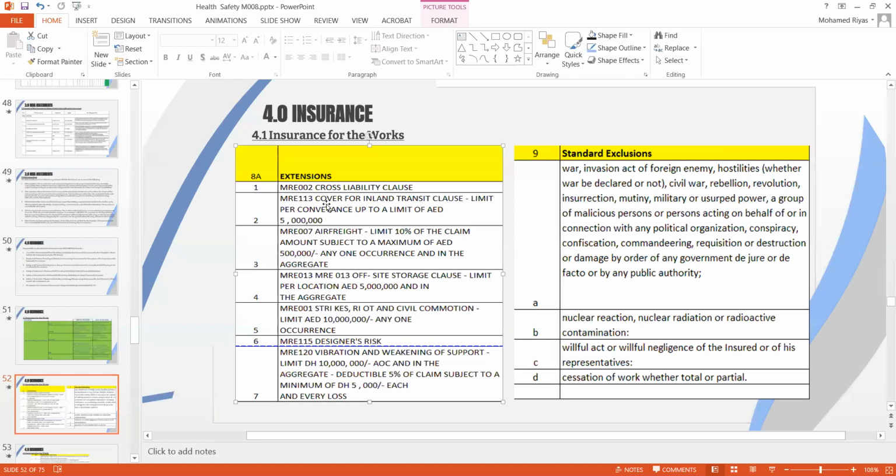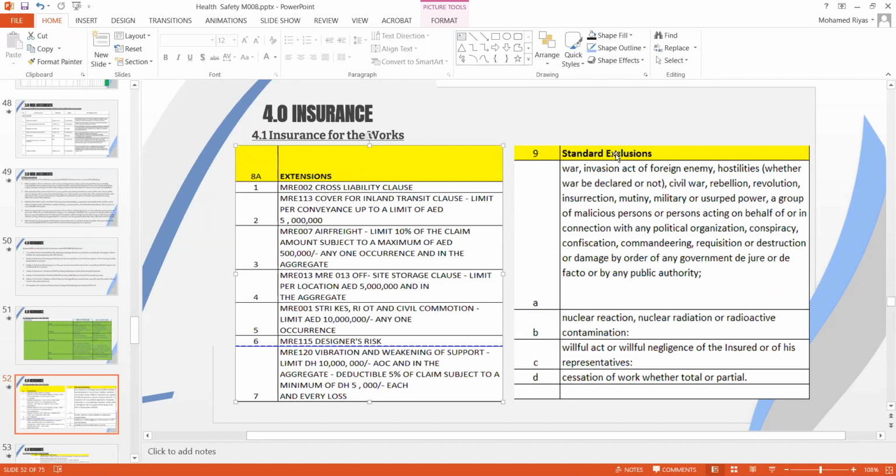So what you need to do is simply list down all your potential risks and hazards to the project and try to cover them with extensions as much as possible. So you will avoid ending up with certain risks which are not covered in the insurance. This is the pure intention of covering this subject together with the risk assessment.